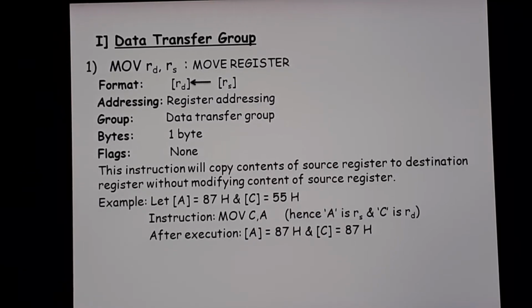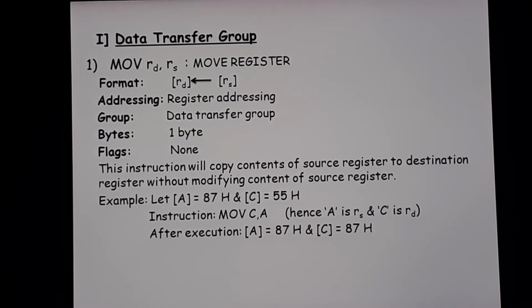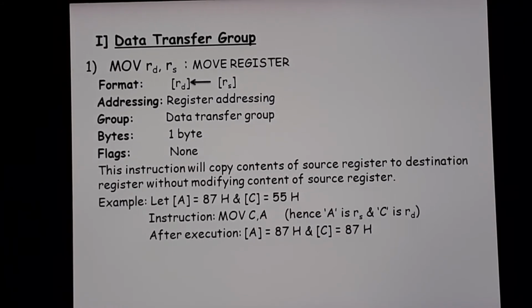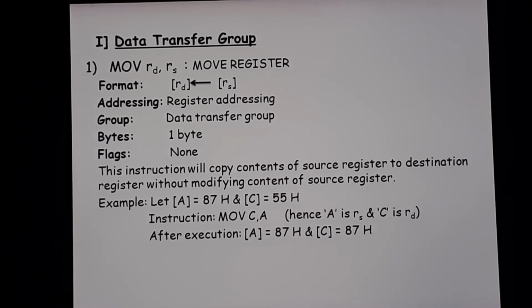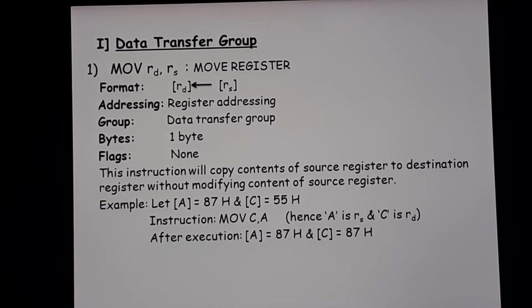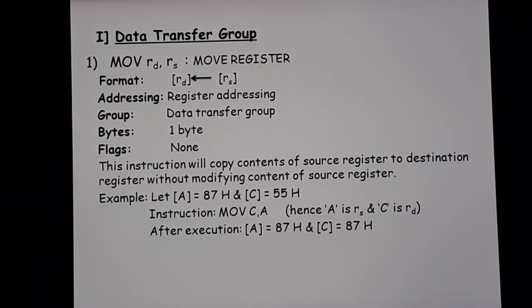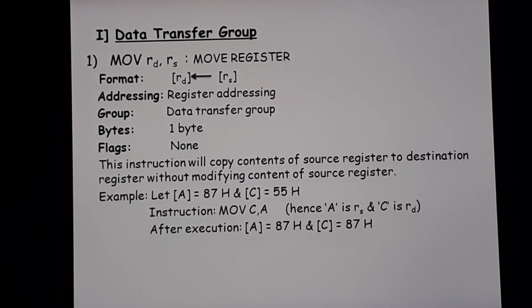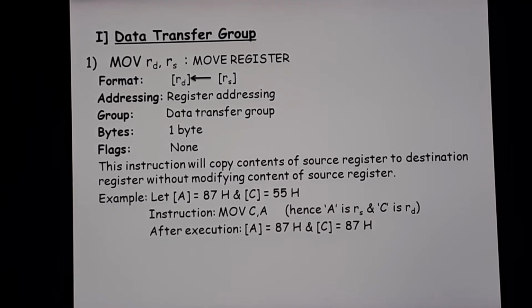That means the content of the source register is moved to the destination register, and the content of RS will not be... sorry, the content of the source register will remain unchanged. The content of the source register will be transferred or moved to the destination register with no change in the content of the source register. I'll give you the example.